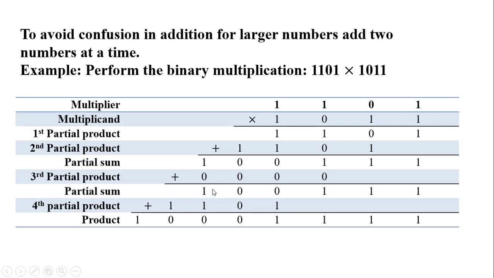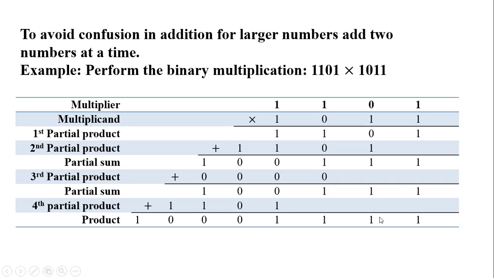This is the second partial sum, so add the partial sum to the partial product. So 1 1 1, so 0 1, 0 plus 1 is 1, 0 plus 0 is 0, 1 plus 1 is 0, and 1 is carried over here, so 1 plus 1 is equal to 0, and this is the final carry. So this is the final product.